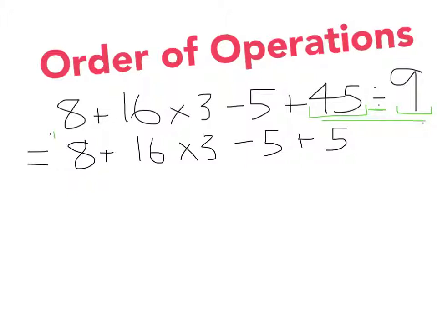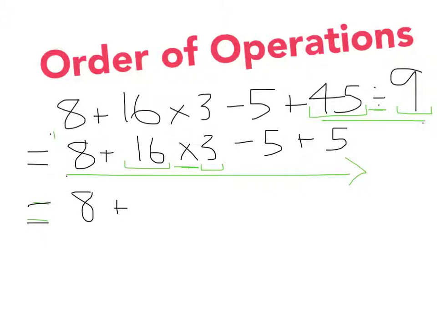What's next? Multiplication. I start on the left here and move my way to the right. Oop, here we go. I've got one just in here. Here's my multiplication sign. I look to the left of it, I've got positive 16. I look to the right of it, I've got positive 3. So, I write it out again: 8 plus, now 16 multiplied by 3 gives me 48, minus 5 plus 5. So what I'm doing here when I'm doing every line is I'm only making the modification to where I perform the operation. I'm leaving everything else the same that I've already done.